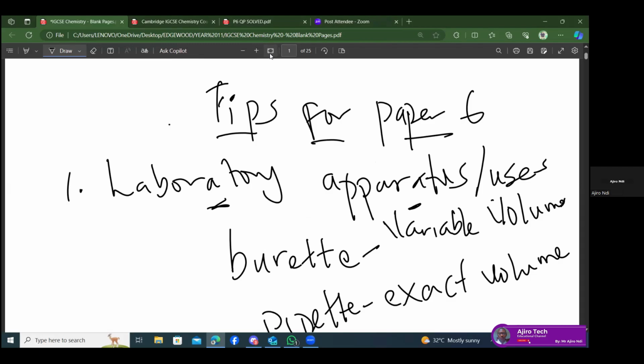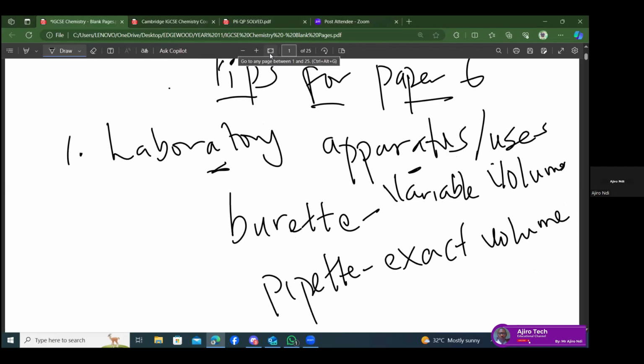Yes, sir. All right, so these are tips, like I said. The burette can measure variable volumes. The pipette measures exact volume. And most times we use the burette to measure the acid, and then we use the pipette to measure the alkali. That's when you're doing a titration experiment. So that's one of the first tips you need to know.